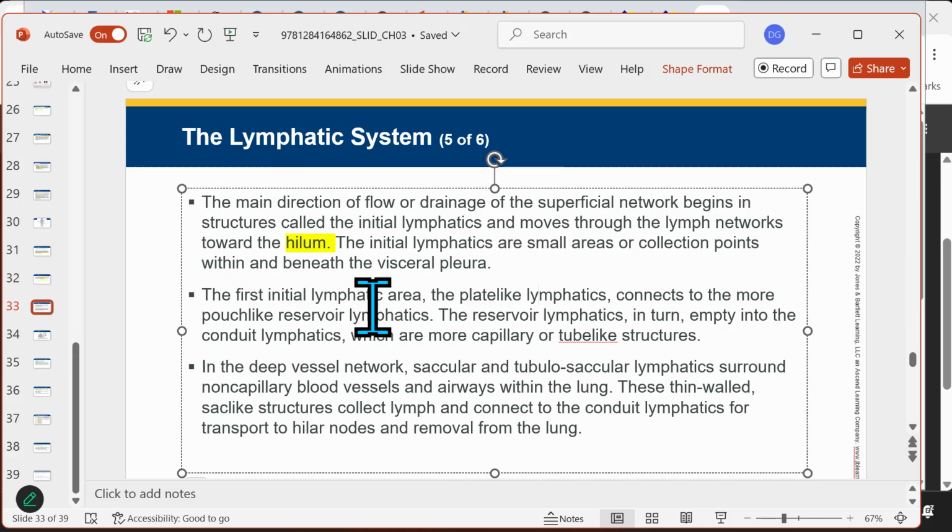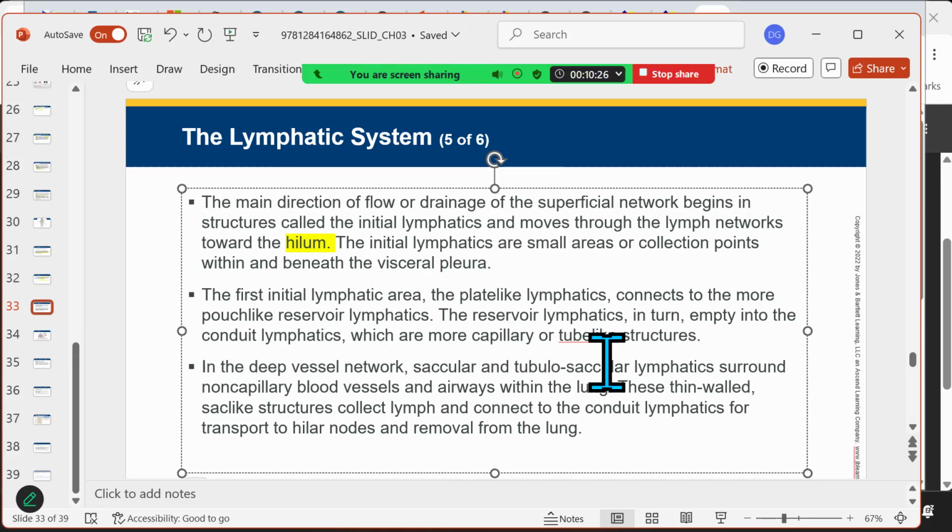The first initial lymphatic area, the plate-like lymphatics, connects to the more pouch-like reservoir lymphatics, which then empty into what's called the conduit lymphatics, and they're more like capillary tube-like structures. This is a lot to know about lymphatics, honestly, certainly more than in my own respiratory school, but it won't hurt you to know this.